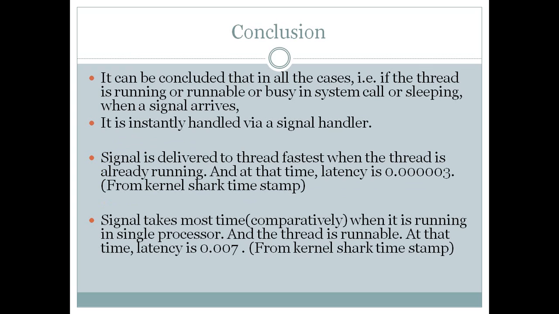The conclusion for this assignment is that a signal is delivered fastest when the catching thread is already running, and the latency is very low. It takes more time compared to that fastest case when the program is running on a single processor and the thread is runnable. Basically the processor is executing high priority tasks, so switching from high priority to low priority takes time.